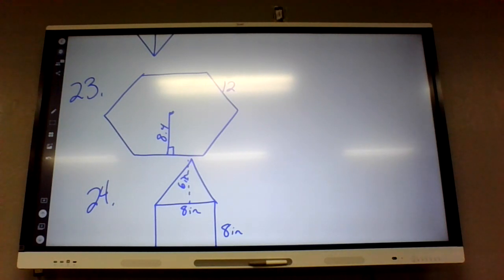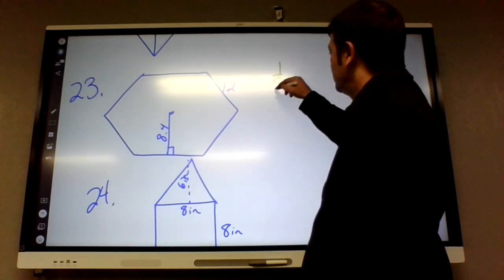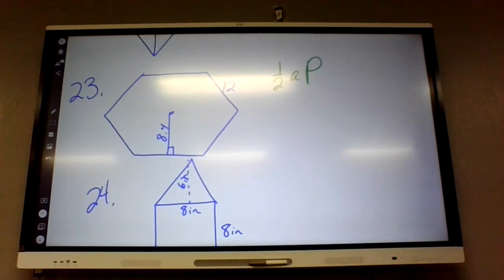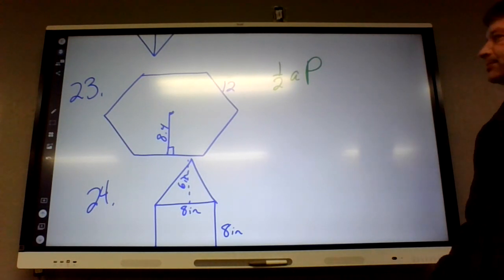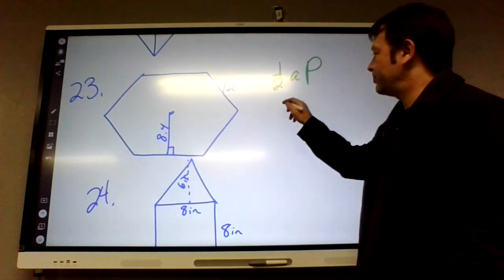Is this considered hard? This is why you said it was hard. No, it really isn't that hard, because they give you the apothem, so it's not that hard. But what's the formula though? 1/2 times apothem times perimeter. Okay, if you know that, that makes this really easy, actually. What is the apothem? The line that goes from the center to the edge, so it's the 8.4.